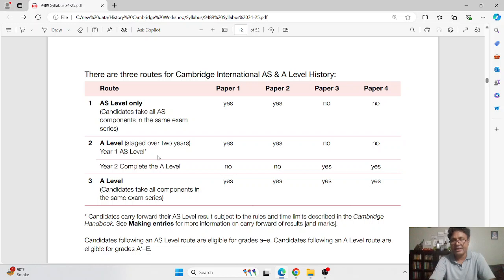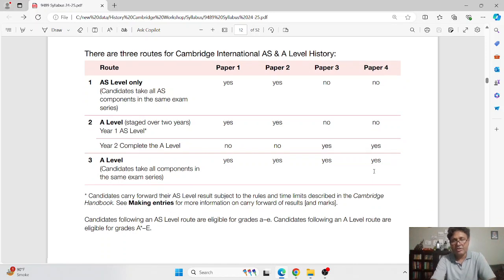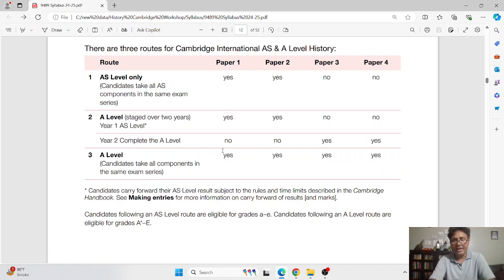For year 1, the candidate is supposed to appear for paper 1 and paper 2, and the next year, the candidate is going to complete it and appear for the remaining papers, paper 3 and paper 4. And the third route is that the candidate can appear for all the papers. That is also called the combined or composite system. The candidate takes all components in the same exam series.